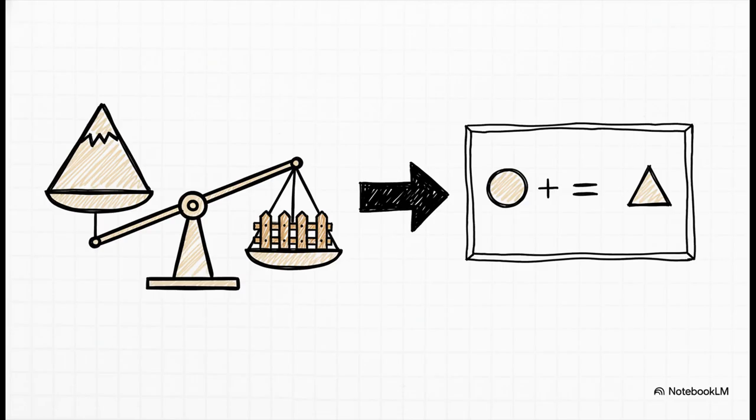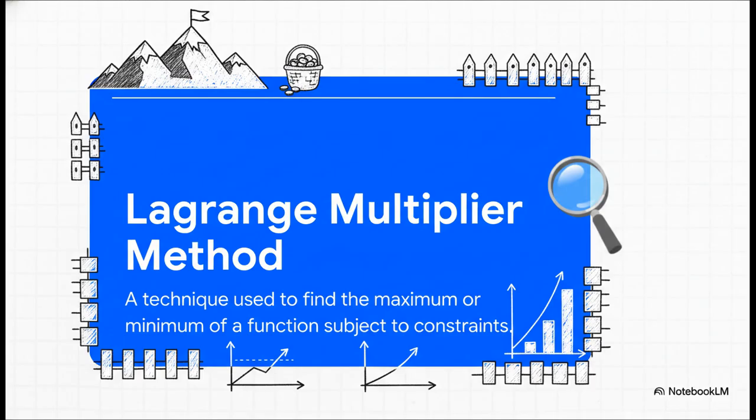This is the tool for the job. What it does, and this is the beautiful part, is it transforms that whole balancing act, that messy problem of weighing your goals against your limits, into a single, solvable algebraic equation. It gives us the formal structure we need to pinpoint the exact combination of inputs that will give us the maximum possible output, all while staying within our restrictions. So let's look at the formal definition for a moment.